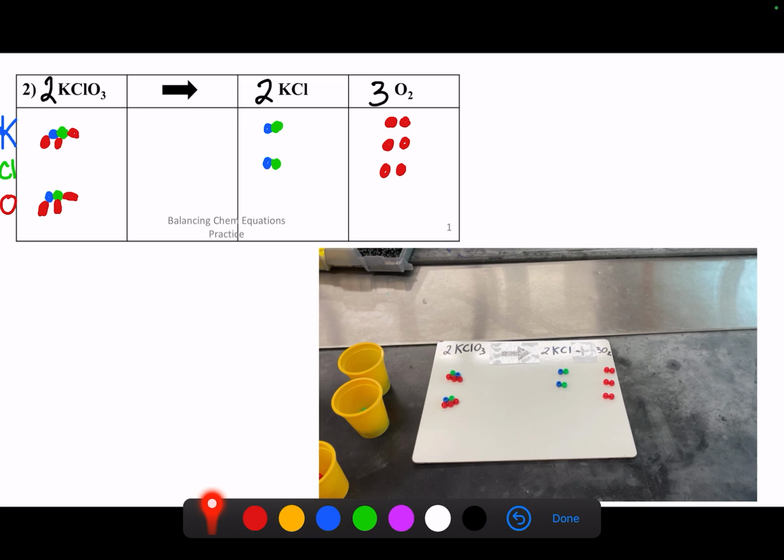Okay, so you're going to do this for each of your different examples on the worksheet. If you have gigantic numbers, you might have gone too far. So you're trying to make the simplest form of each one. And that wraps up the instructions for the balancing chemical equations practice using beads.